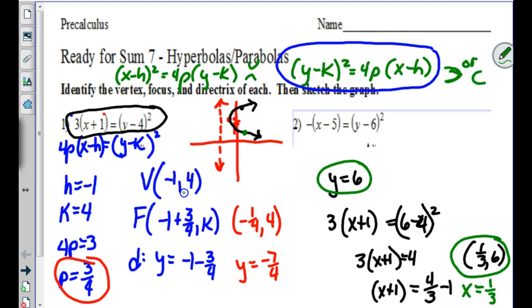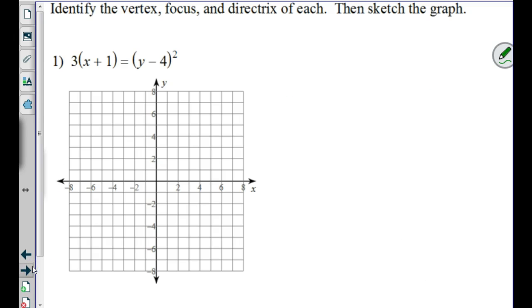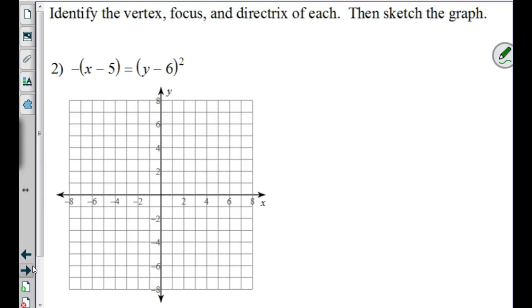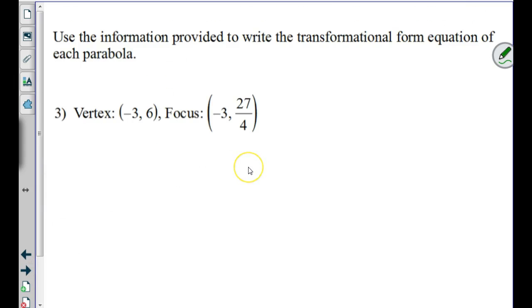Okay. For more practice, you still have a bunch of conics in the old packet that we didn't do, besides number 2 here, that you could do for practice. Oh, nice. Guess what? I had graph paper. Just kidding.